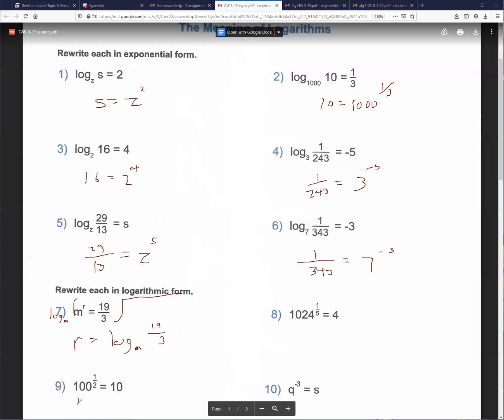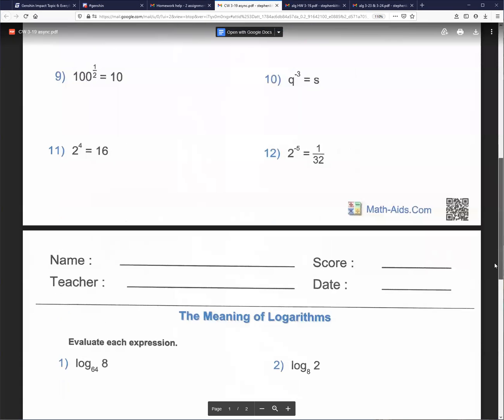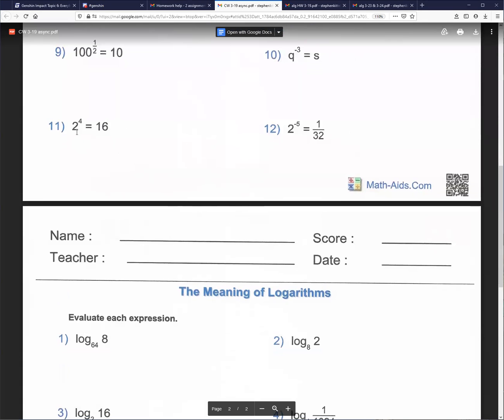So if we were to do this one, 1/2 ends up being log base 100 of 10. And 1/5 ends up being log base 1024 of 4. Negative 3 is log base q of s. So there's our solutions. Clearing the screen in 3, 2, 1. And we'll scroll down. These last two, it's going to be 4 equals log base 2 of 16, and negative 5 equals log base 2 of 1 over 32.